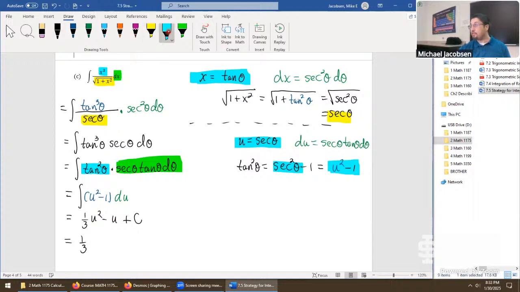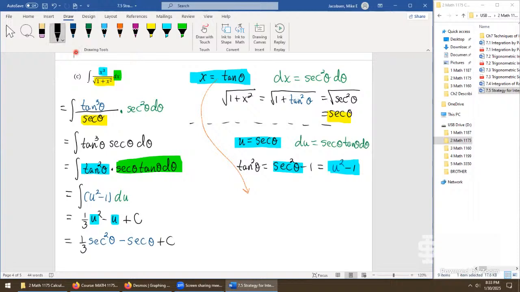This is 1/3 of secant squared here minus secant squared, or excuse me, minus secant. So secant squared theta minus secant theta plus a constant. And now, because we started with a trig substitution and we did multiple substitutions, we have to undo even this down below here.